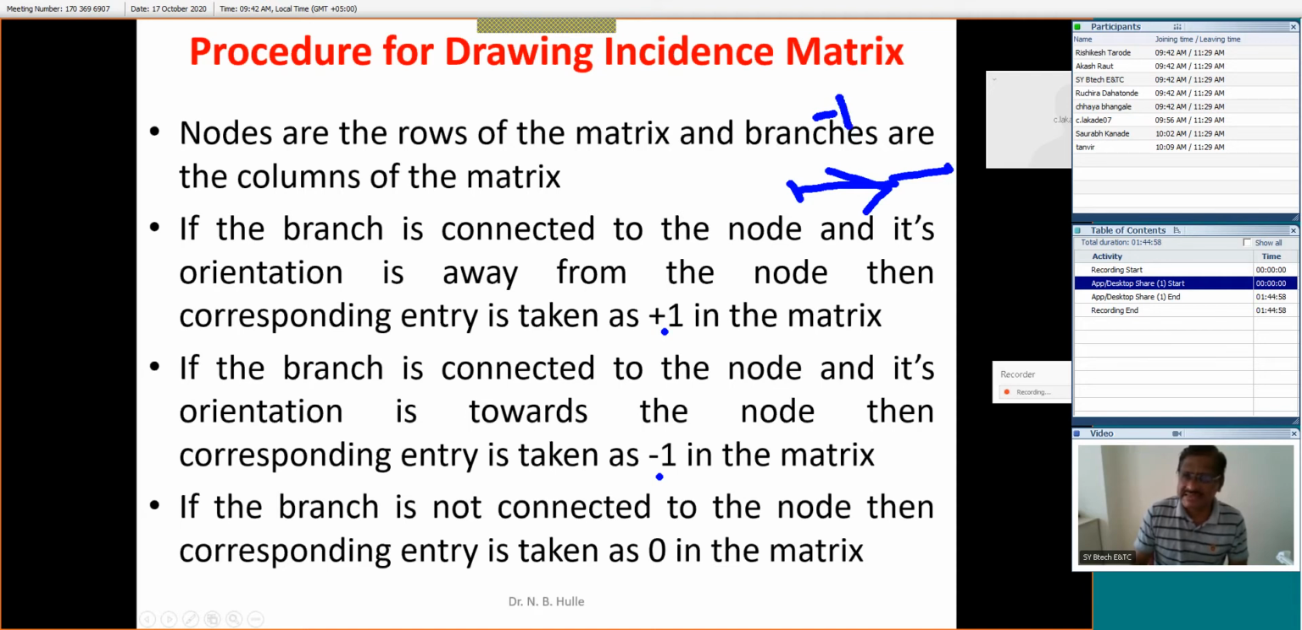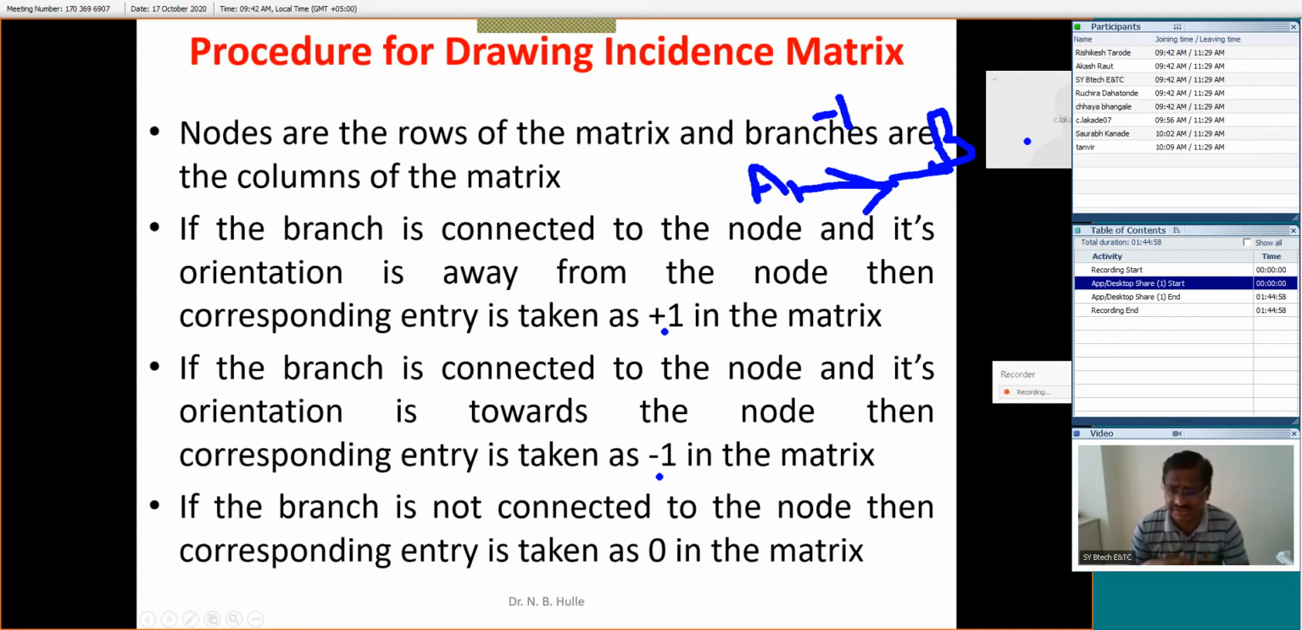For the same branch, suppose here is node A and here is node B. The entry for this node will be +1 because it is outgoing, and for this node it is incoming, that's why its entry will be -1. Outgoing current is taken as +1, incoming current is taken as -1. There is no such standardization in the previous method which we discussed. Node analysis doesn't have such standardization, but we want to use this data on the computer for calculation. That's why we have to standardize something.